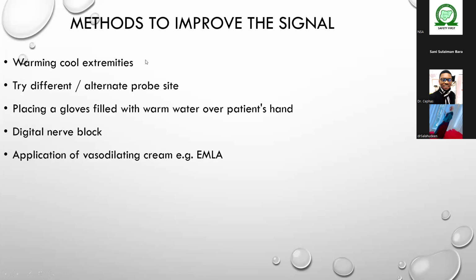So to improve this signal, if there is hypothermia or electrical interference, you can do warming of the cooling extremities. You can try alternate sides or placements. You can place a glove filled with warm water over the patient and can do a digital nerve block. This one will relieve that vessel congestion. Then they can apply a vasodilating cream. As we know, one of the properties of local anesthetics is vasodilatation, and the vasodilatation will improve heat loss, and they will be able to get our reading.